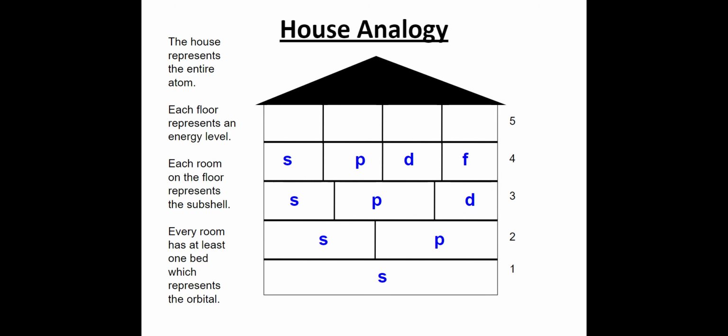The pattern suggests that the fifth floor should have 5 subshells, but atoms built that way are unstable. They don't exist. So we're limited to the 4 types of subshells, and the fifth energy level has the same set of 4 as the fourth energy level. This is going to become even more complicated.